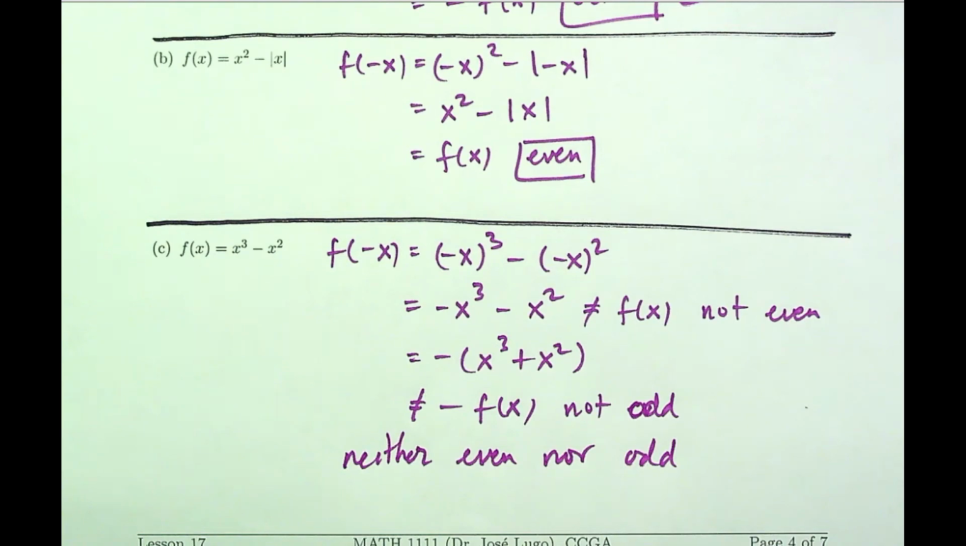All that means in terms of the graph is that the graph is not symmetric. It's not symmetric with respect to the y-axis, and it's not symmetric with respect to the origin. So there's no symmetry there. That's all.